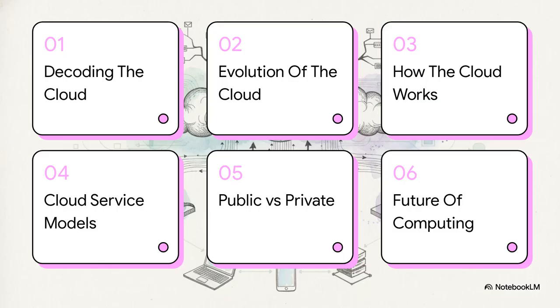Okay, let's dive into this. Here is our roadmap for today. We're going to start by decoding the cloud, look at its evolution, and then get right under the hood with how the cloud actually works. From there, we'll unpack the different cloud service models, explore public, private, and hybrid environments, and finally, take a look at the future of computing. Let's get right to it.